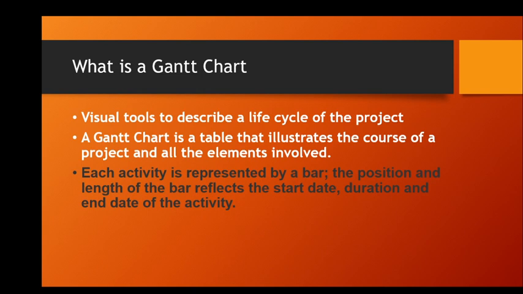It says each activity is represented by a bar. Now the position and the length of the bar reflect the start date, the duration, and the end date of the activity. Now let's have a look at the bar. This is the bar that is mainly represented inside a Gantt chart. The position and the length of this bar reflect the start date, which can possibly be here, and the end date, which can possibly be here, and this will be your duration. Now remember, it can also be your start time and your end time.